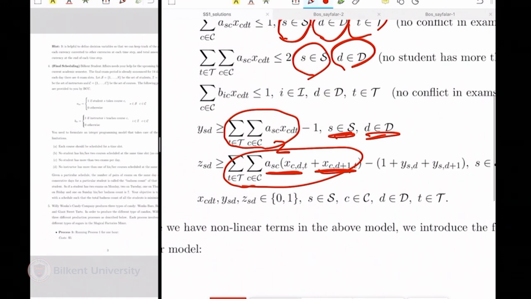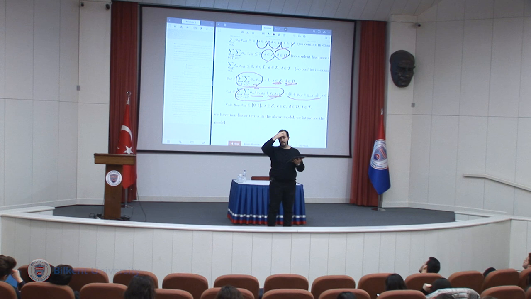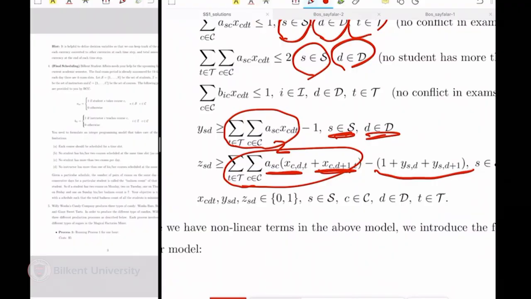That's why I say it's minus 1 plus Y_SD plus Y_S,D+1. So I get rid of those specific exams that person has, like two exams in a day. Okay, I don't care about introducing Z, I don't care whether he has two exams on that day or one exam on that day. I only care whether he has an exam on that day or not. So that's why I subtract this expression.